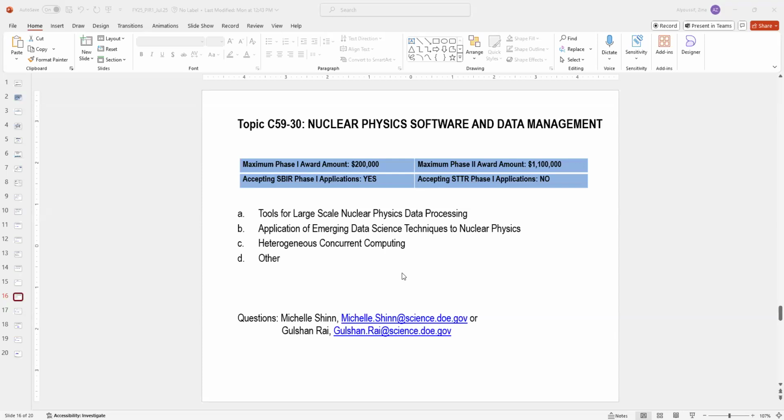And we don't expect you to figure out new ways to get the data from A to B because we have ESnet, which is quite a nice system. But the packaging of that data to produce a reduced data set more efficiently and more easily perhaps than what can be done with the current software, which is usually something called ROOT, is of great interest. We also, as you might guess, want application of emerging data science techniques to nuclear physics data.